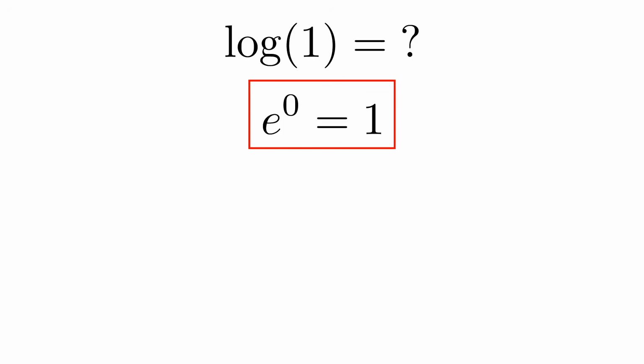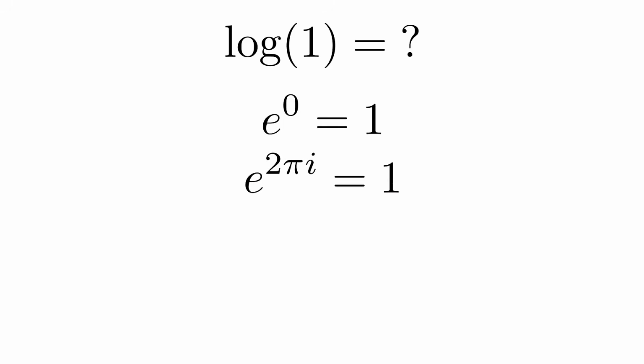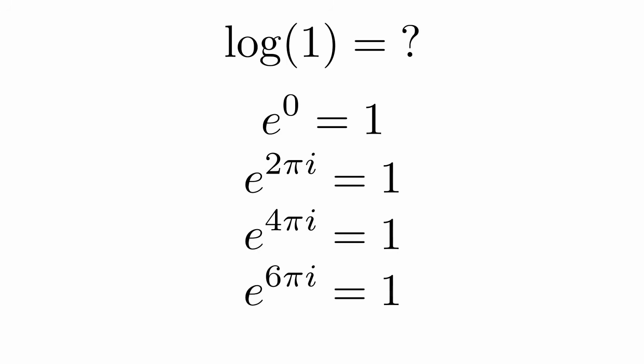But in light of what we've just learned, it's also true that e to the 2 pi i-th power is 1. The same is true of e to the 4 pi i-th power, and the 6 pi i-th power, and so on. Indeed, totally unexpectedly, just like the functions sine and cosine, the function e to the z is periodic. Except rather than having period 2 pi, like sine and cosine, e to the z has a period of 2 pi i.